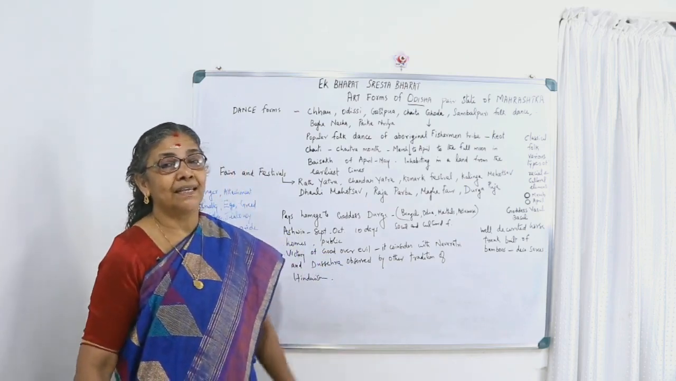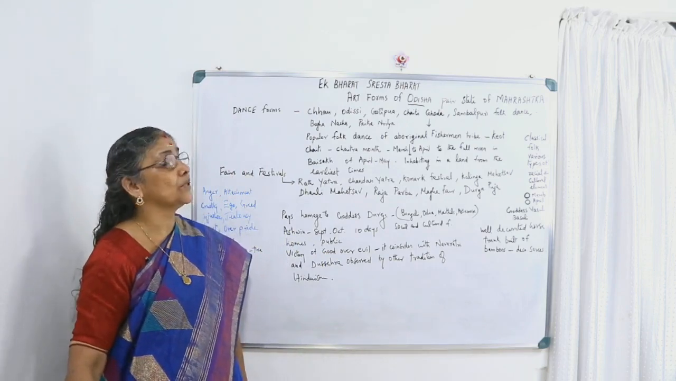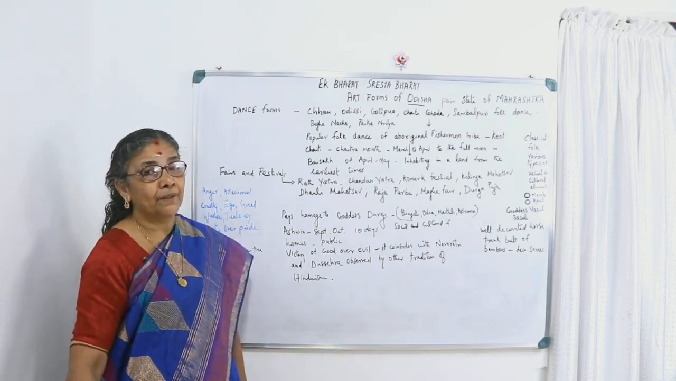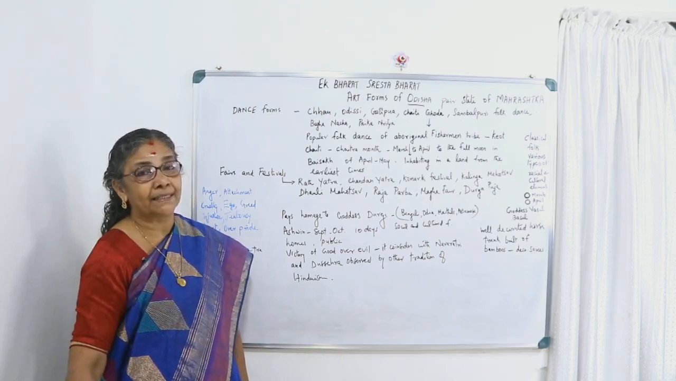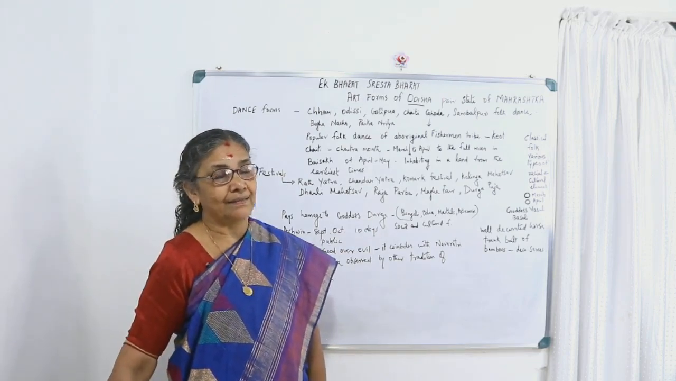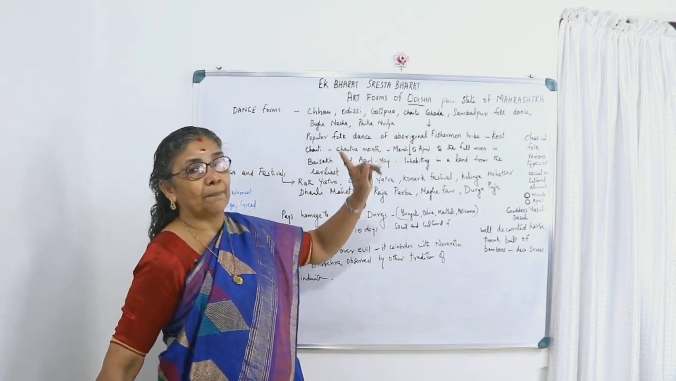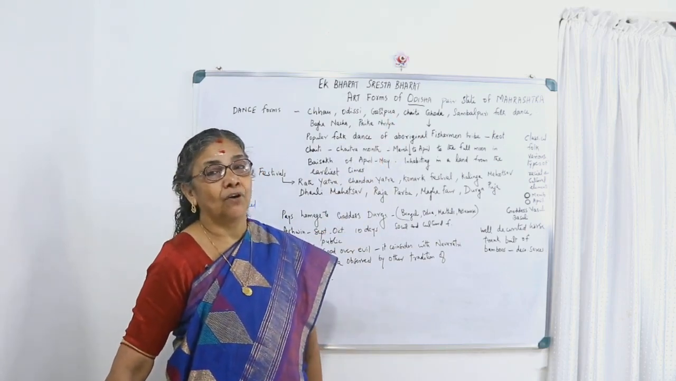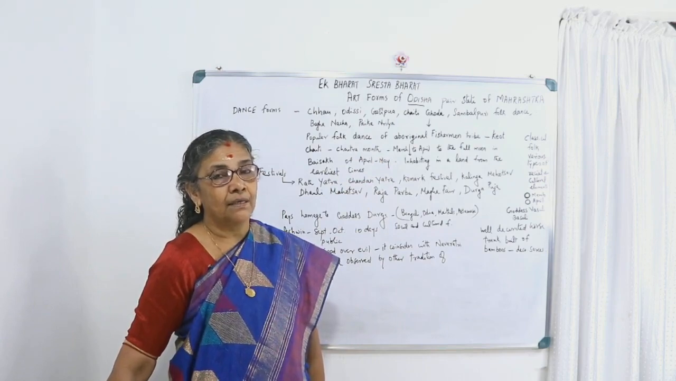Now let us see the Ek Bharat according to the Ek Bharat Shrestha Bharat program. I have taken Odisha as a pair state here. It is a pair state of Maharashtra. As Odisha is a pair state, we have to see the different art forms.